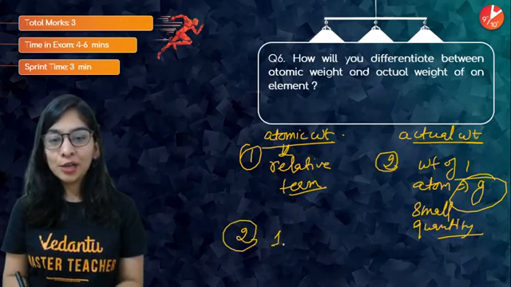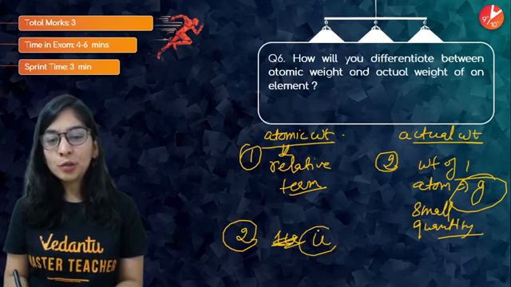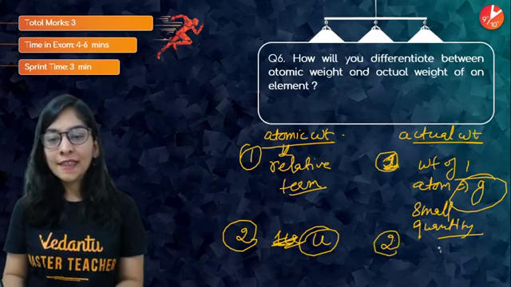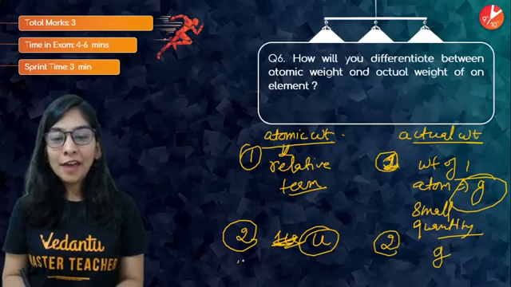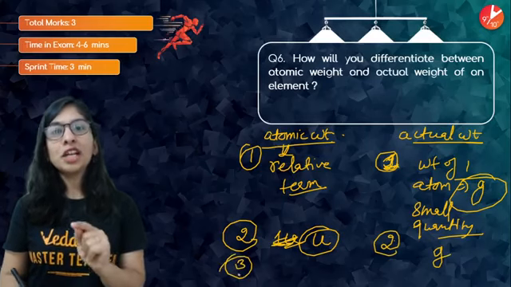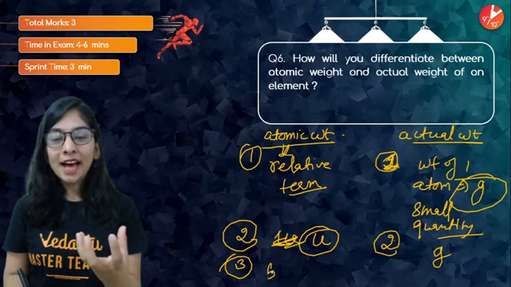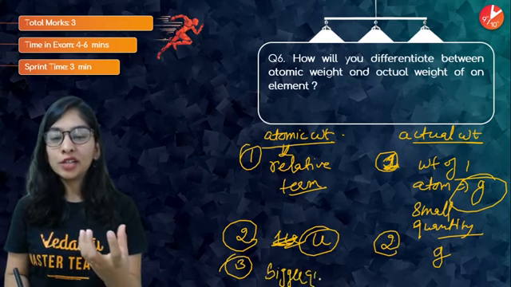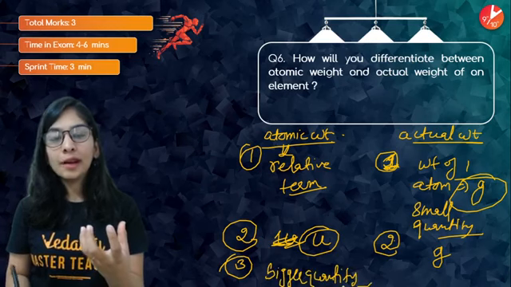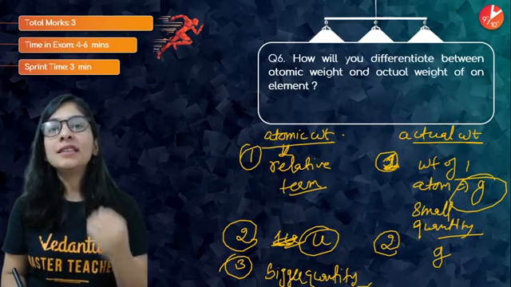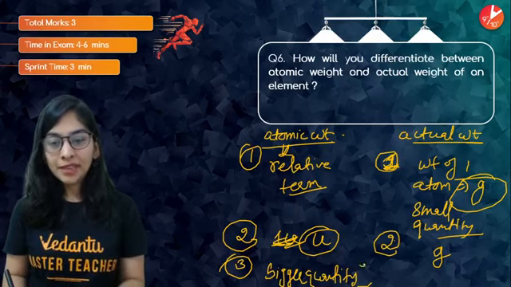And as I said, the unit here will be U, unified mass. And when I talk about the actual weight, the unit will be gram. Also, why do we prefer atomic weight over actual weight? Because it's a comparatively bigger quantity, almost a whole number most of the time, and also easy to use in calculation.